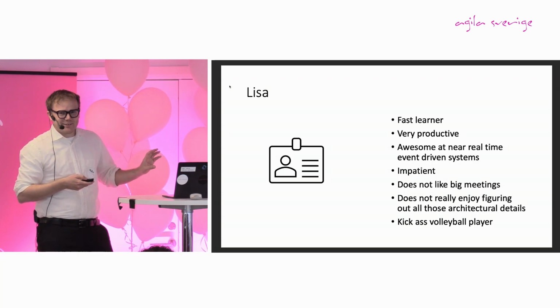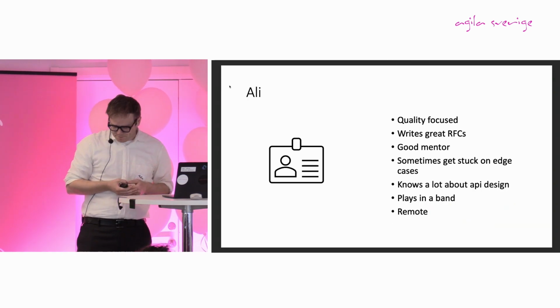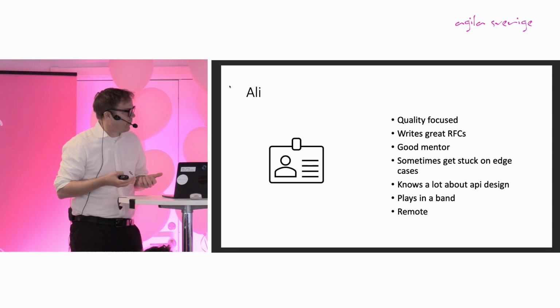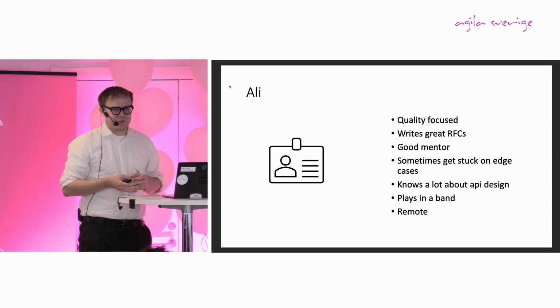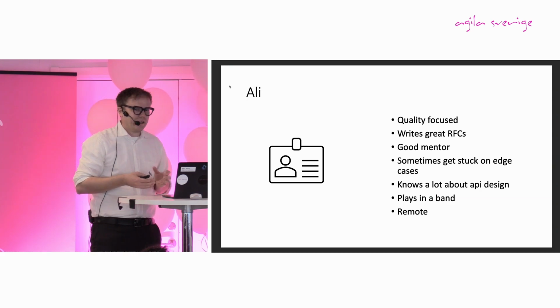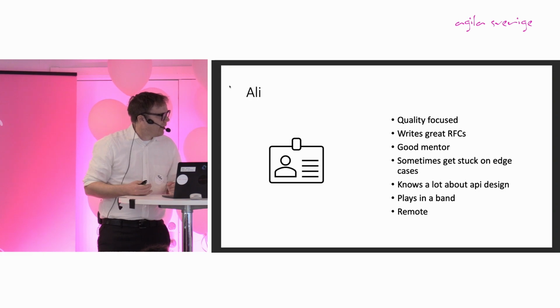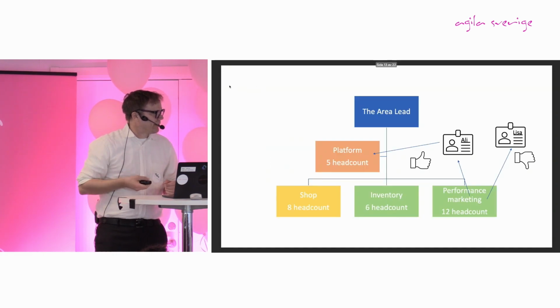So maybe she doesn't want to move to platform. But you also know that we have Ali in the performance marketing team, who's more quality focused. He really likes to write architectural documents. He's good at APIs, good mentor, very good at explaining to other teams and so on. So maybe the solution is this.